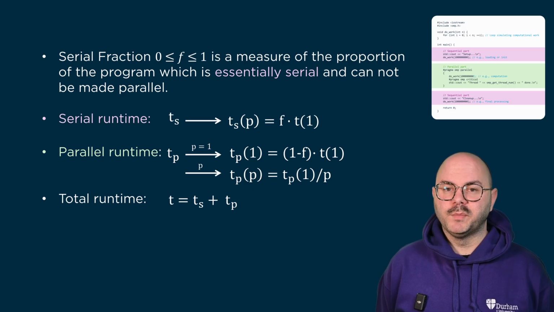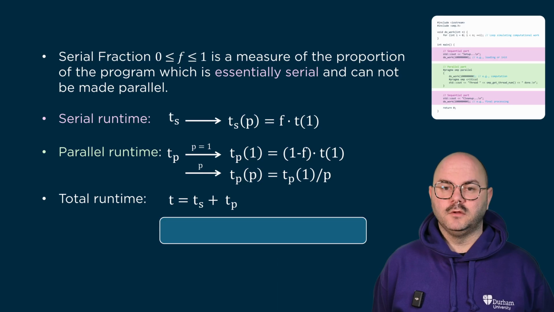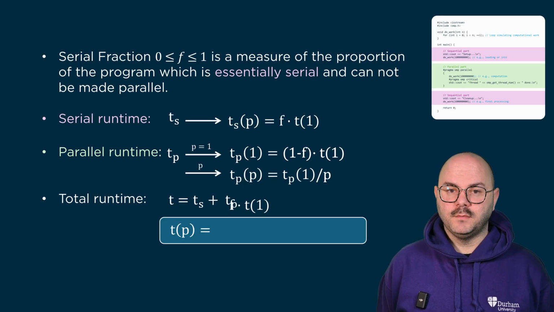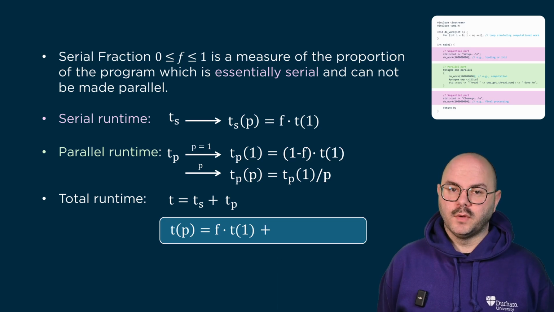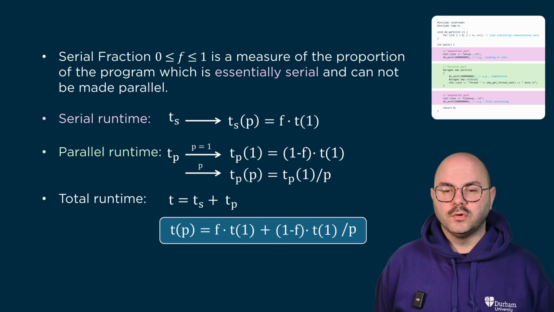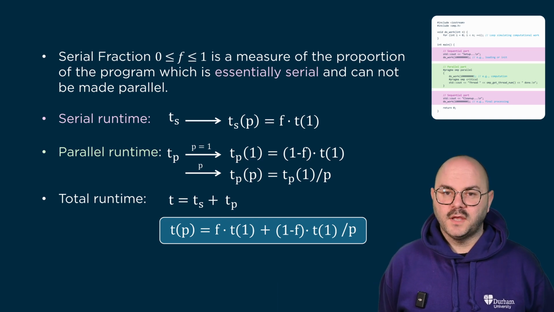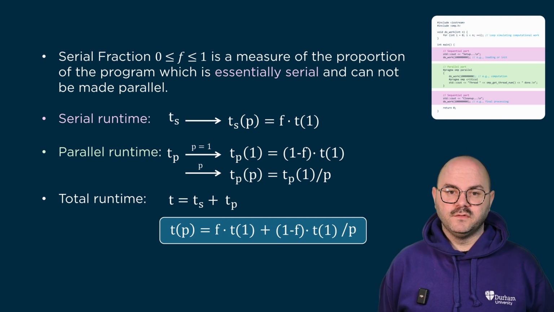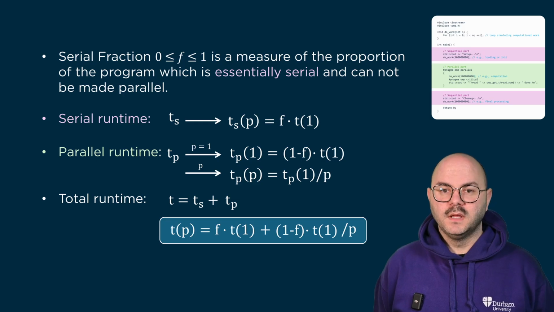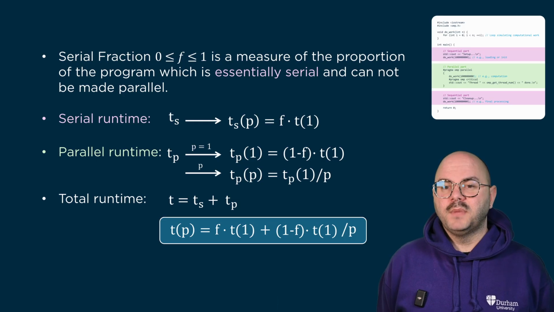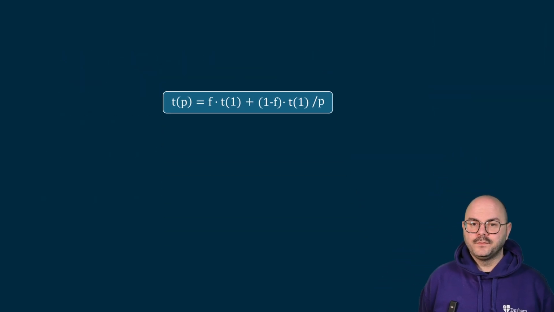Combining these ideas, we may predict the total runtime of the parallel program on p processors by adding the sequential runtime on one process to the parallel runtime on p processes, or T(p) is equal to f·T(1) plus (1 minus f)·T(1) over p. Amdahl places a pessimistic upper bound on the speedup achievable by straightforward parallelism, that is, without algorithmic or structural redesign of the program, based on the serial fraction.